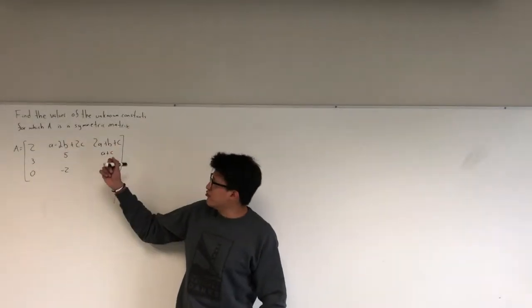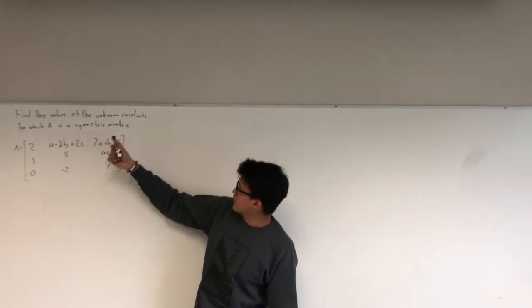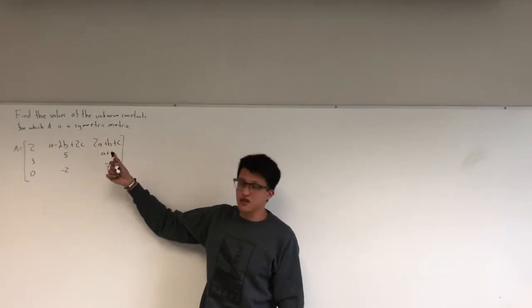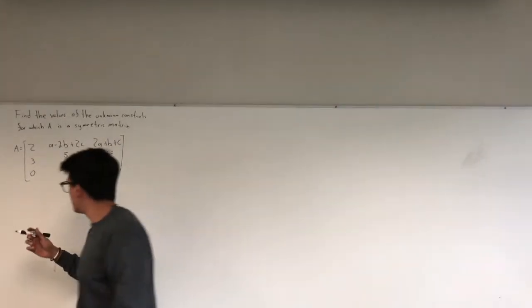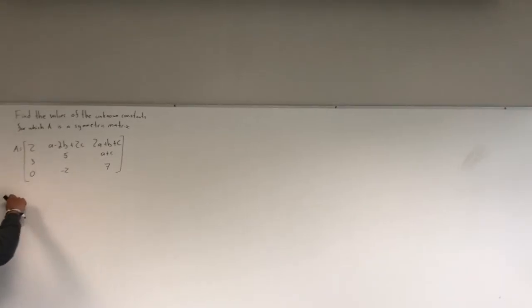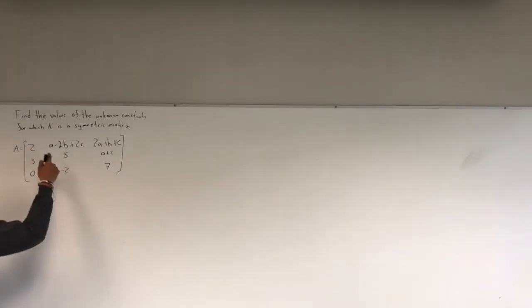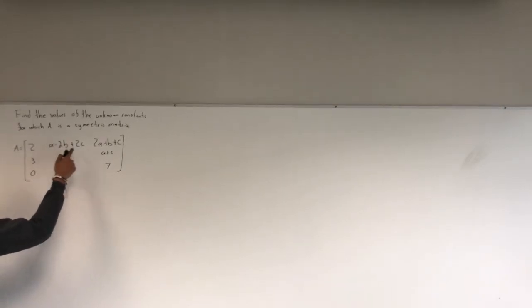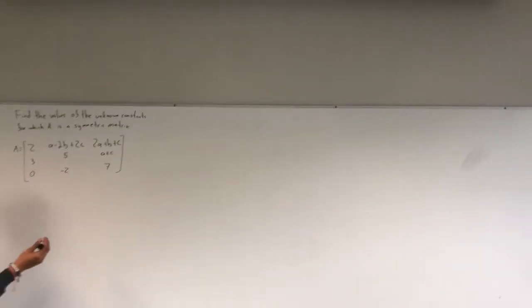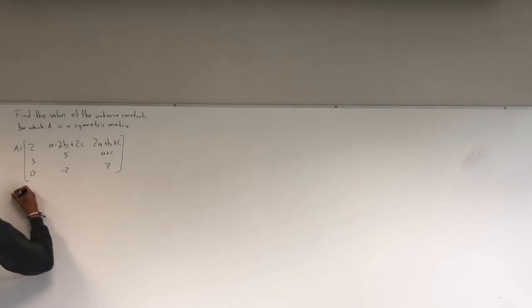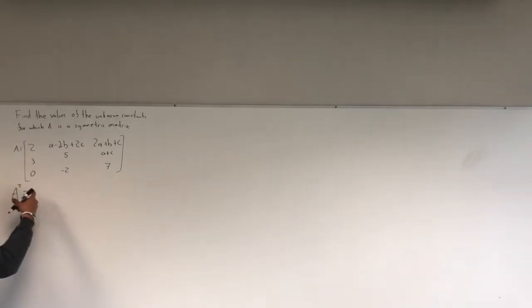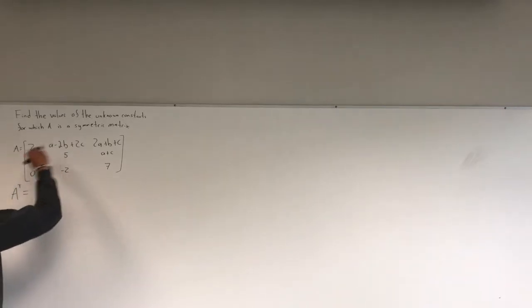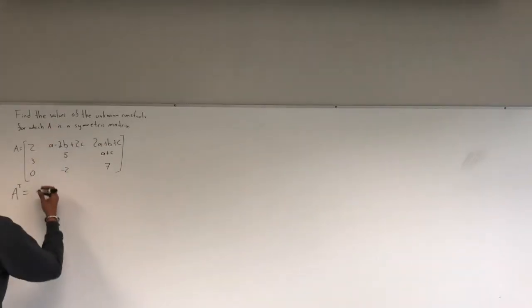Now, for problem 2, we are going to find the values of the unknown constants for which A is a symmetric matrix. Here we have our matrix A, which is symmetric, and we need to find the values of A, B, and C. For that, first we need to get a transpose of A. The transpose consists on switching the rows with the columns.